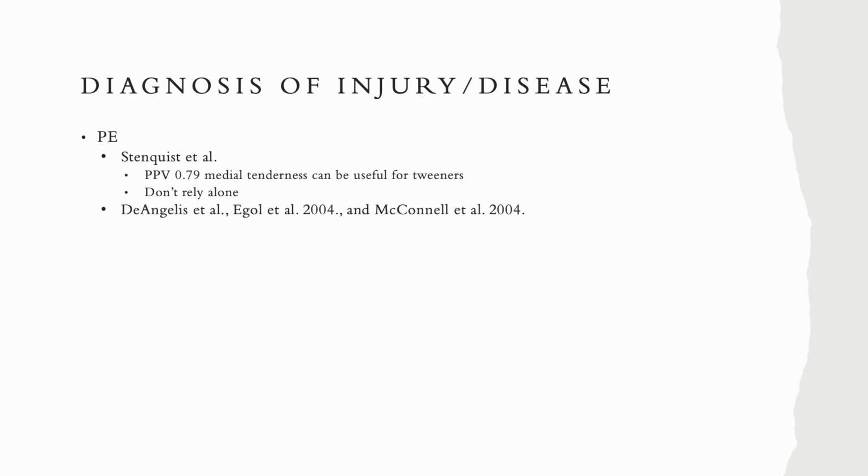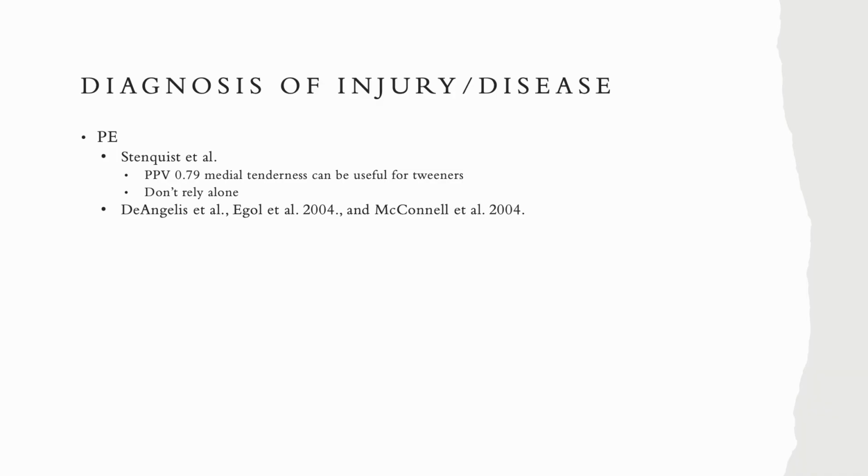Diagnosis, so everybody diagnoses these a little bit differently, but I think overall we can kind of get through this and try to be as simple as possible. Physical exam, I think really you just have to highlight and have suspicion. A good study, Steenquist et al., positive predictive value of about 80%. Medial tenderness can be useful in tweeners. So if you're questioning whether they have a medial ankle injury, if you palpate medially and they have pain, it might help you determine that this is a more severe injury than if they didn't.